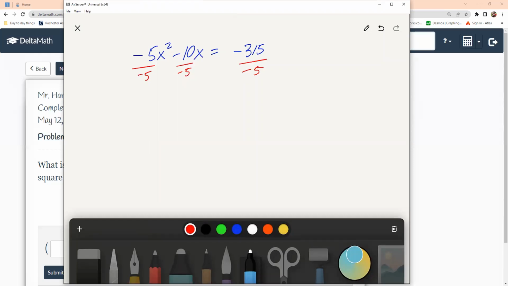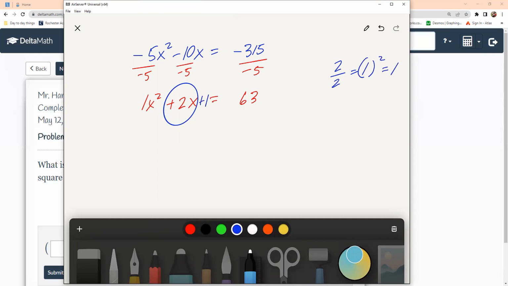And so this is going to be 1x squared plus 2x, and this will be, what is that, 63. It'll be a positive 63. So now that I have this, I'm going to take the middle term, divide it in half, and then square it. And that's what I'm going to add to both sides.